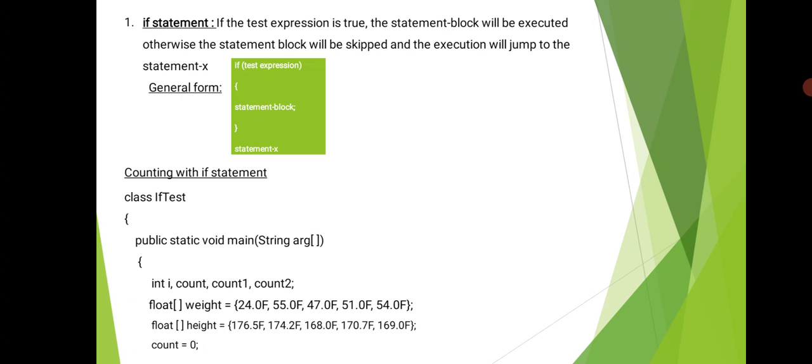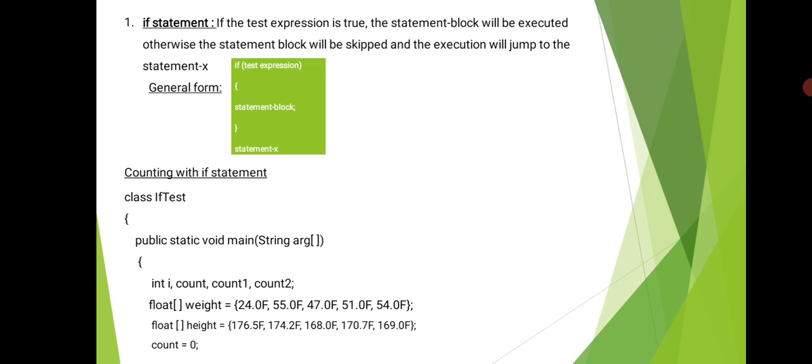So we see one example. In this example we are using a simple if statement. It will count the number of persons who are having a certain height and weight. Here we write class IfTest, and in public static void main I declared count1 and count2. Then I have taken a float weight array and a height array, and I am initializing the values here itself.